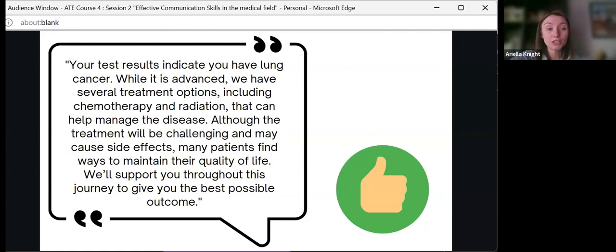Although the treatment will be challenging and may cause side effects, many patients find ways to maintain their quality of life. Again, it's the same idea. It doesn't go into the specifics of the side effects, but it says there will be some negative things, but the focus of the sentence is on the positive, that many patients are able to maintain quality of life even when they go through treatments. And then the last one is an expression of support. We'll support you throughout this journey to give you the best possible outcome.